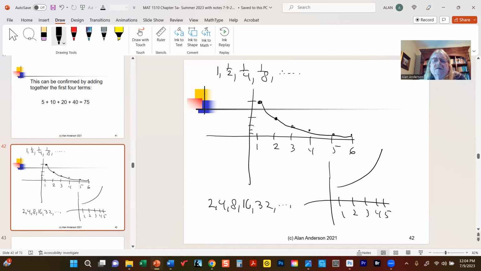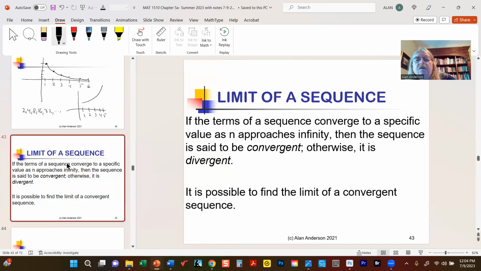So what we would like to be able to do is find out whether the sequence is converging to a specific value or not. So that means we're going to need to use limits. Okay, so the limit of a sequence: if the terms converge to a specific value, meaning a constant of some kind, as n approaches infinity, the sequence is said to be convergent. Otherwise, it is said to be divergent.